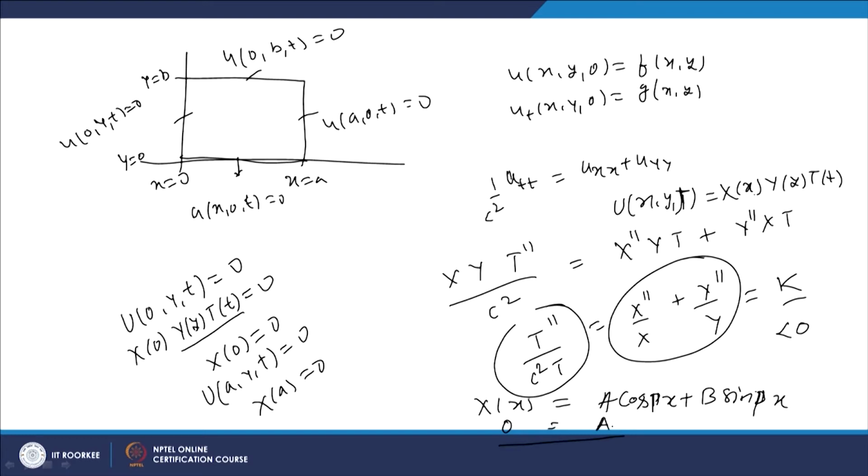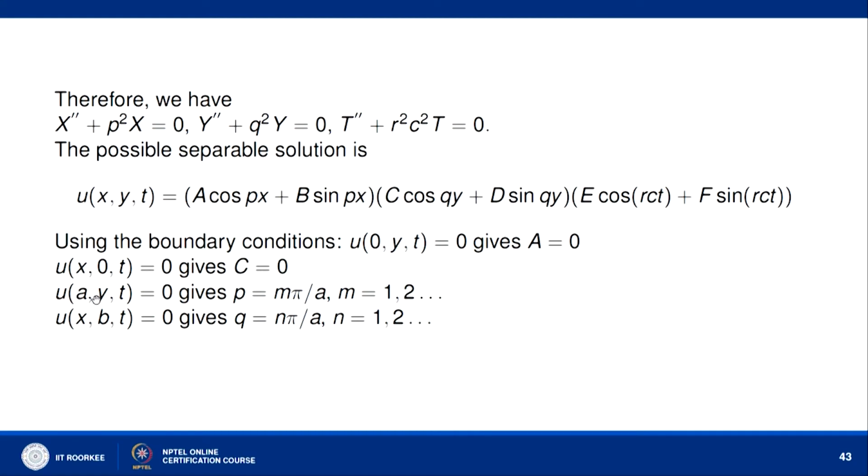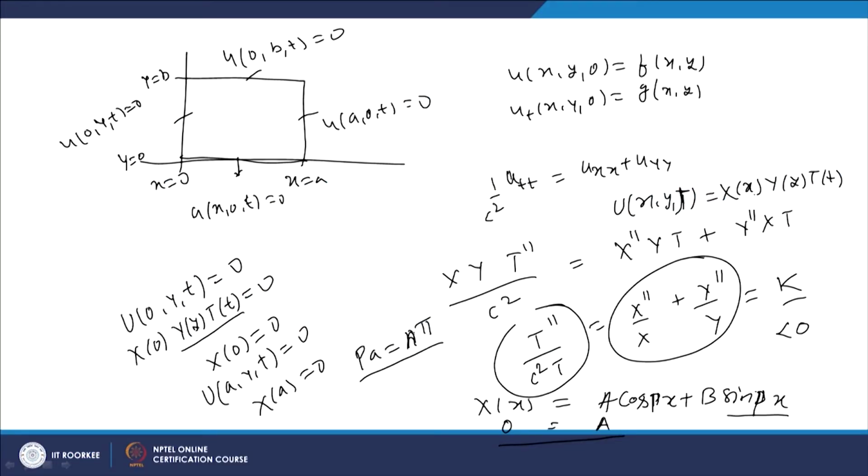So here a is coming out to be 0. Similarly you can write that X(a) equal to 0, then this implies that p of a has to be lambda, n pi kind of thing. So that we can get that u(a, y, t) is 0, it means that pa equal to m pi. That is what we wanted to write, that pa is equal to m pi, where m is your integer value.